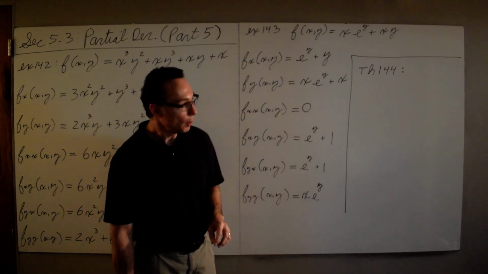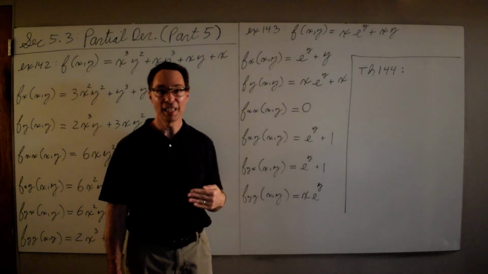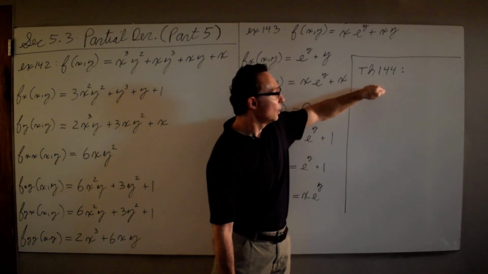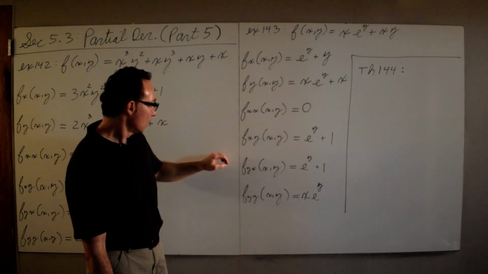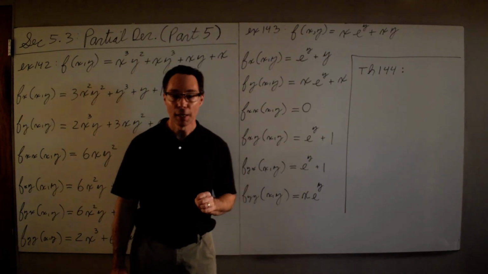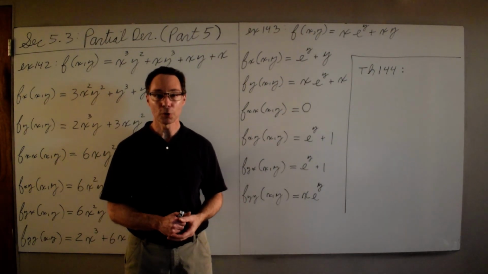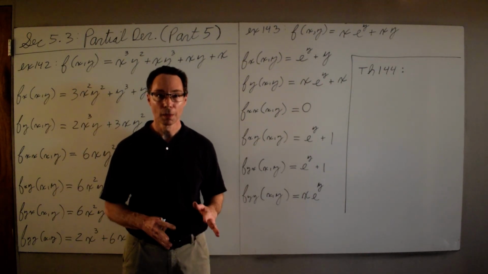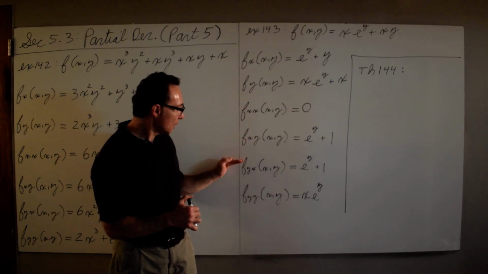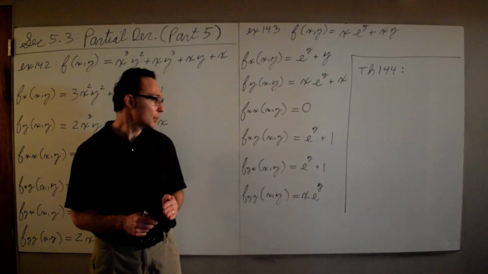So theorem 144 is Clairaut's theorem. I'll let you read it in your notes, but it gives us the conditions under which these two partial derivatives are always the same. And those circumstances exist in pretty much all of the functions we look at. So I'm not going to claim that these second order partial derivatives are always the same, but I'm going to give you this piece of advice.